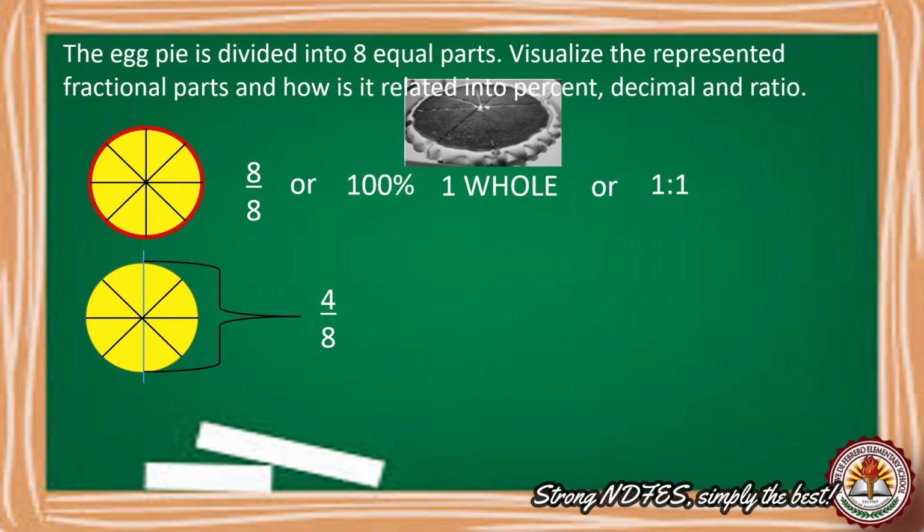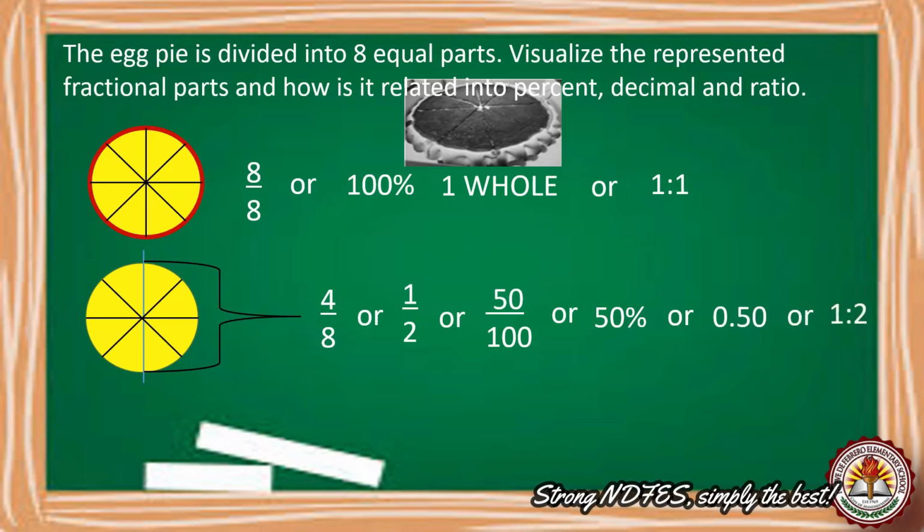Suppose we ate 4 parts of the cake. So in fraction, that is 4 over 8. Or in simplest form, that is 1/2. In higher term, that is 50 over 100. Or in percent, that is 50%. Decimal, that is 50 hundredths, and in ratio, that is 1 to 2.